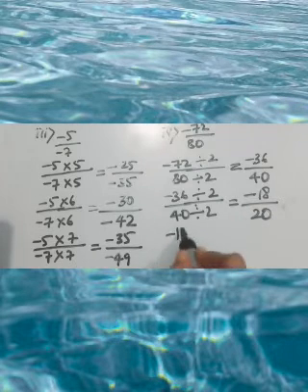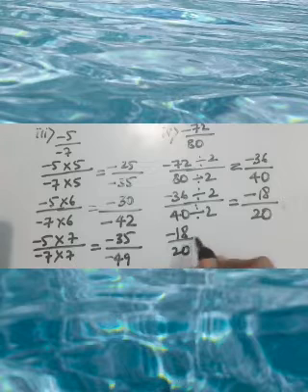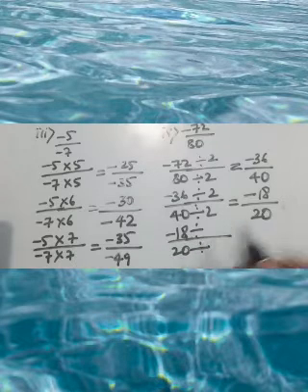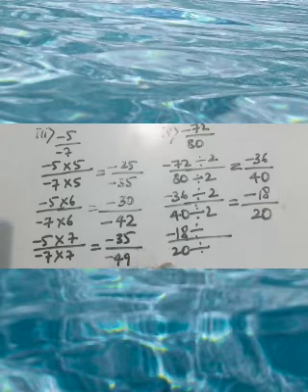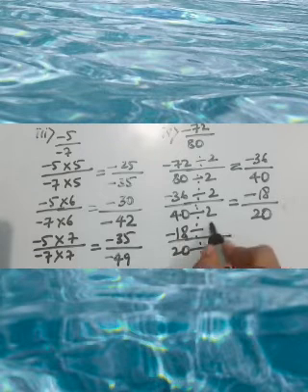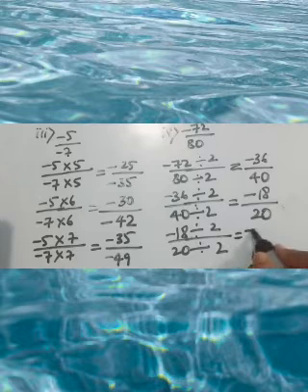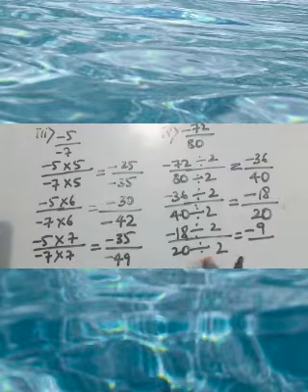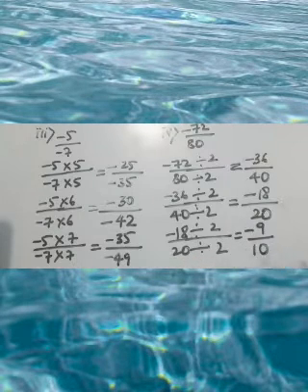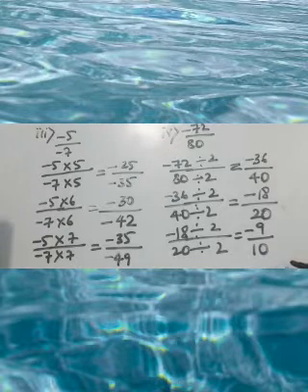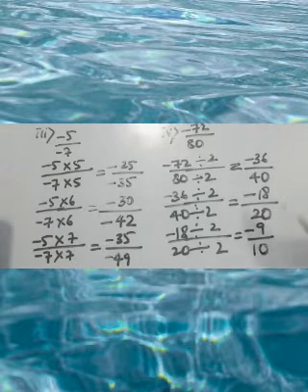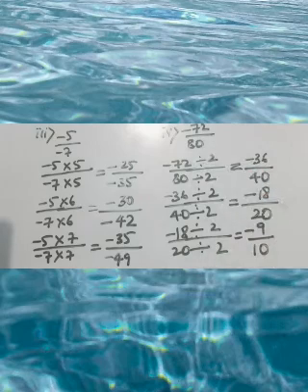Then I take the previous rational number what I have got as answer. The common divisor here for 18 and 20 is 2. So minus 18 divided by 2 is equal to minus 9. 20 divided by 2 is 10. So these are the three equivalent rational numbers for minus 72 divided by 80.